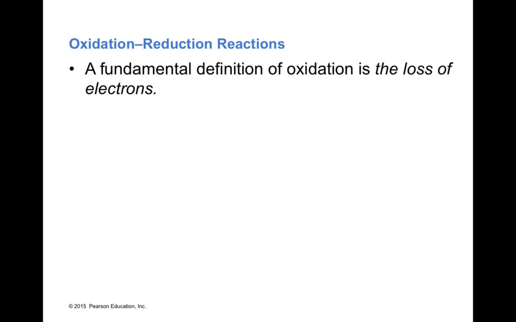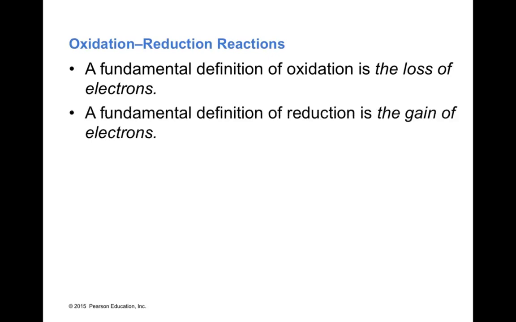A fundamental definition of oxidation is the loss of electrons. Okay, oxidation is when you lose electrons, and if you lose electrons, you're going to be a more positive species because you lost electrons. So your oxidation number is increasing. That charge of the ion is also known as the oxidation number. So if you're losing electrons, that charge must be more positive. Okay, so that increase in positive charge is an oxidation.